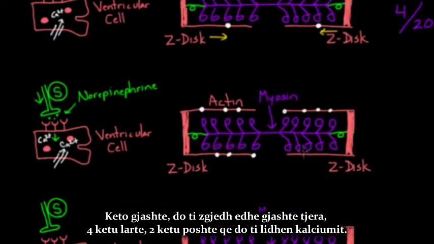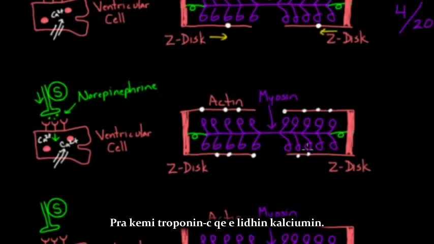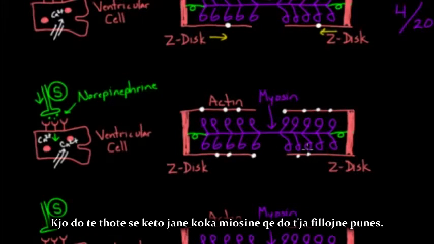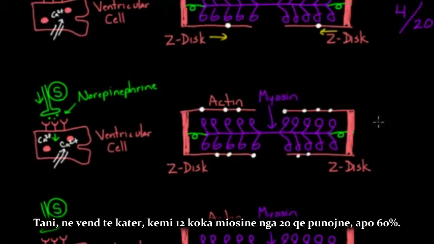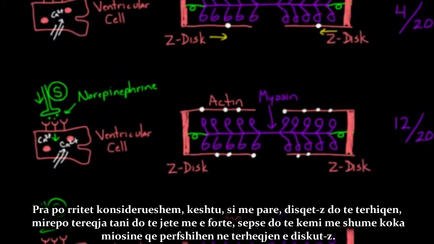Let's say 4 up here and maybe a couple down here are going to bind calcium. So you've got troponin Cs that are binding calcium, and of course that means that those are the myosin heads that get to work. And so in total, how many myosin heads are working? Well, now instead of only 4 total, we've got 12 myosin heads out of 20 working, or 60%. So it's really gone up considerably.